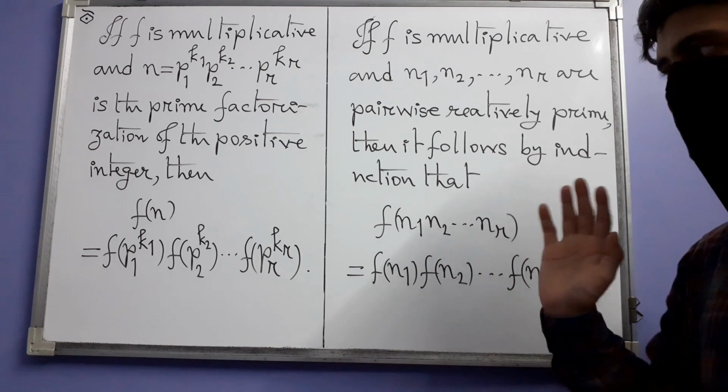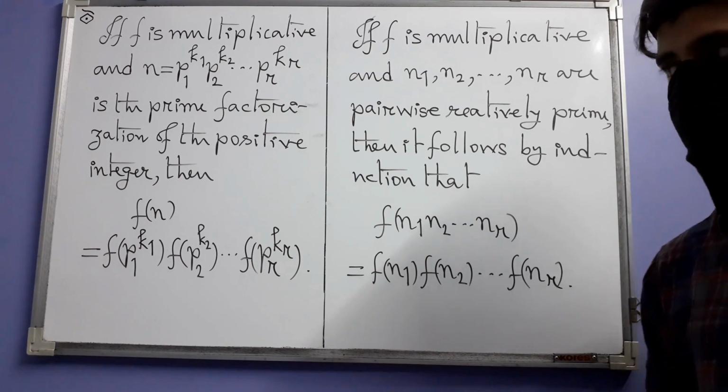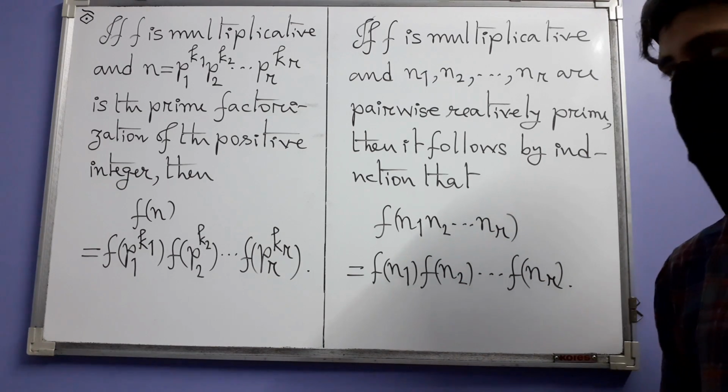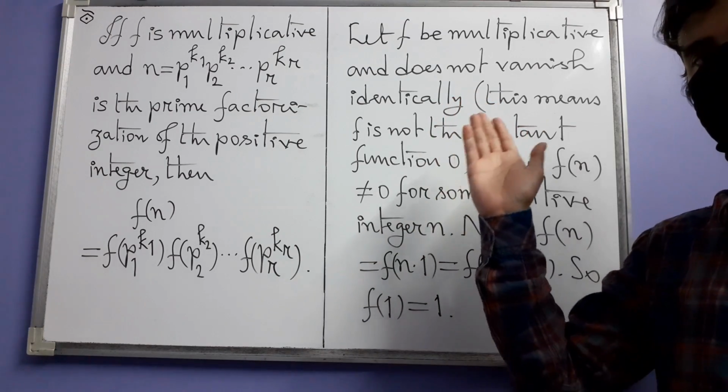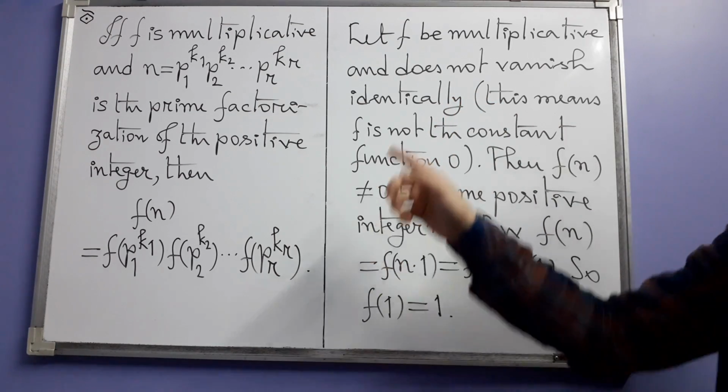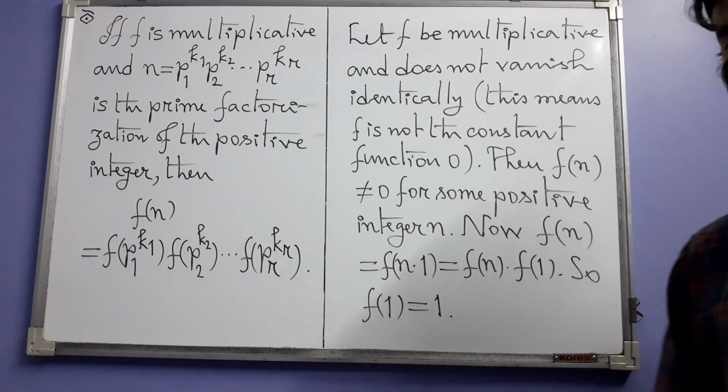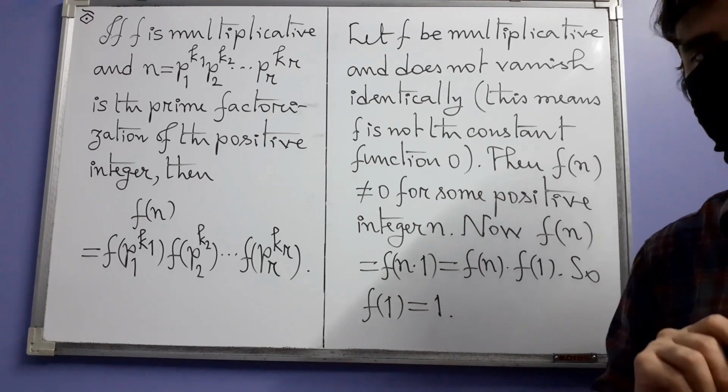There is something else about multiplicative functions as well. Next we see that. Let f again be a multiplicative function that does not vanish identically. This means that f is not the constant function 0.